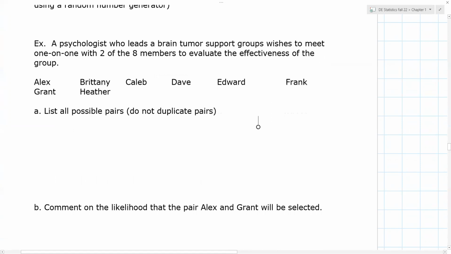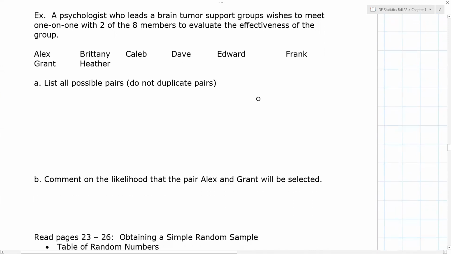Read this example and go ahead and try to answer question A and question B. It says a psychologist who leads a brain tumor support group wishes to meet one-on-one with two of the 8 members to evaluate the effectiveness of the group. It then lists all 8 people, and it wants you to list all of the possible pairs for these 2 one-on-one meetings. And then for part B, it wants you to comment on the likelihood of Alex and Grant being the pair of people selected for those 2 one-on-one meetings. So pause the video and then do those 2 things.